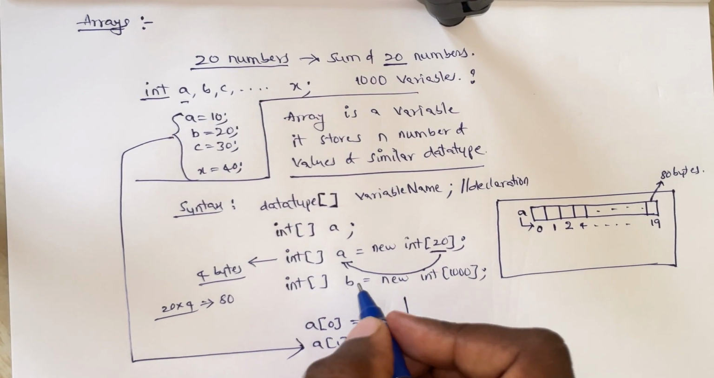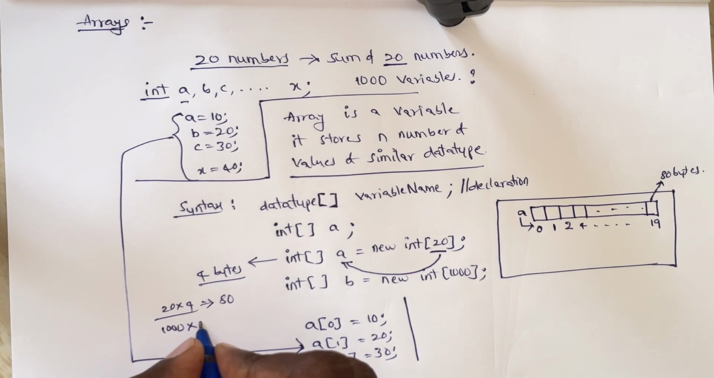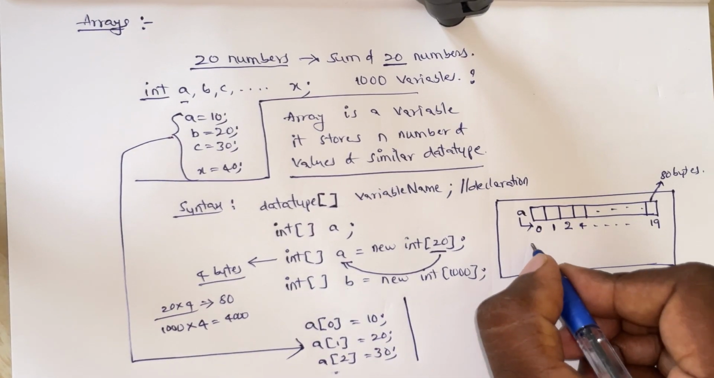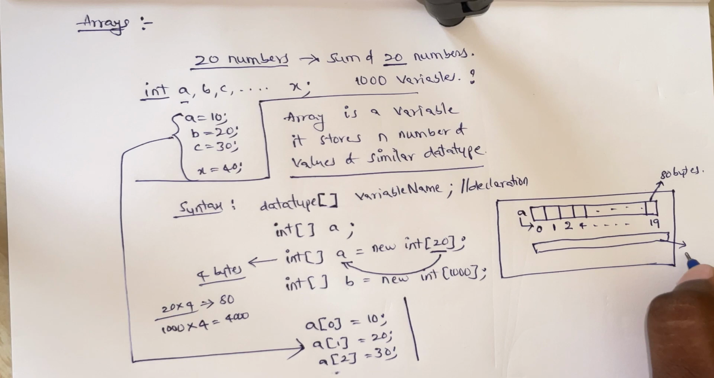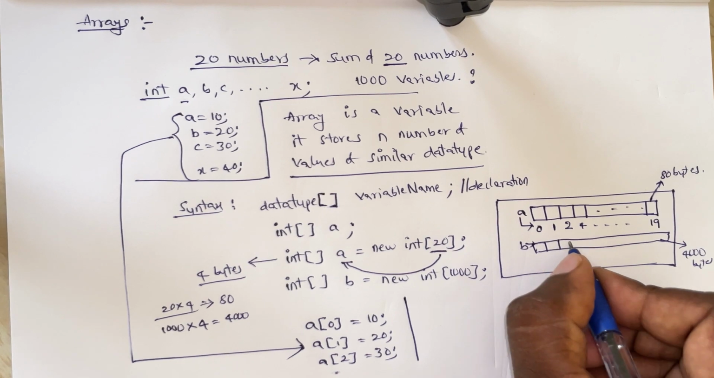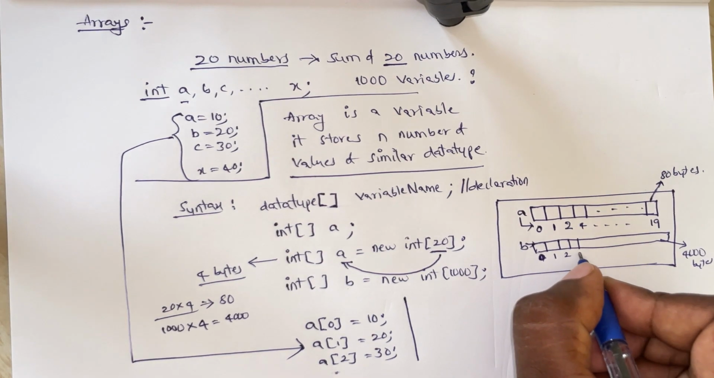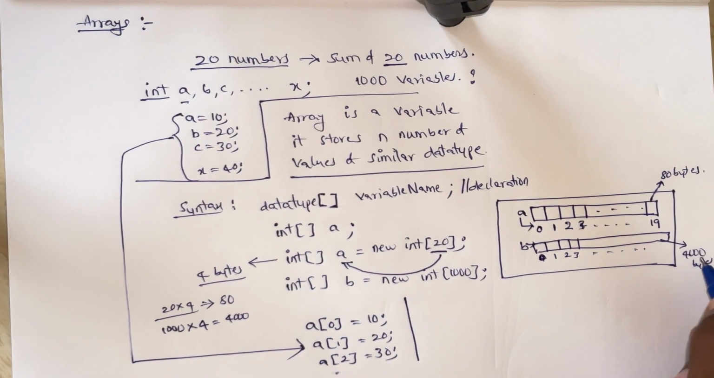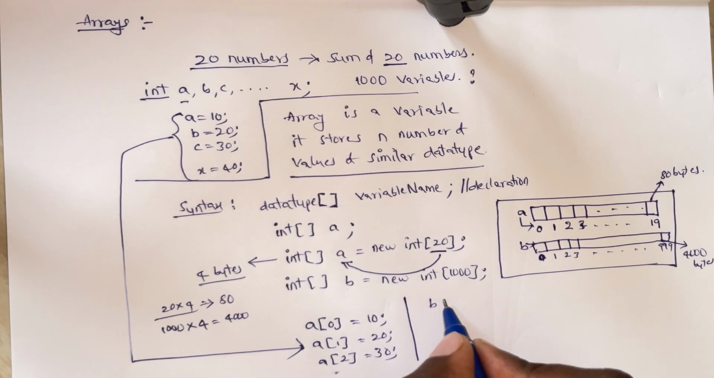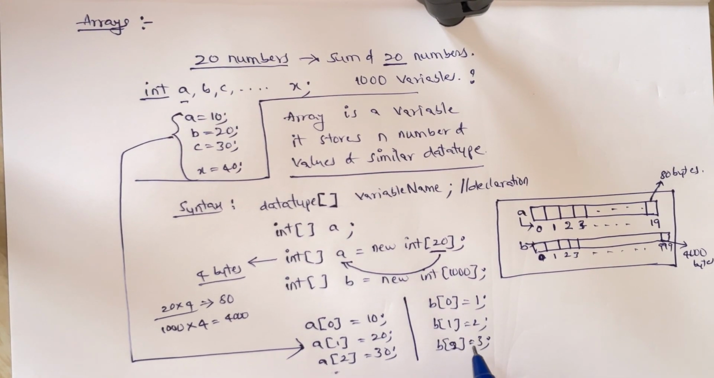Similarly, if you want B, again integer with 1000 variables, so 1000 variables, each variable will occupy 4 bytes, that equals 4000. So it will occupy 4000 bytes of memory here. The variable name for this block of memory is B, and it segregates 4 bytes each. If you want to access the first one, B[0], second one B[1], B[2], B[3], and so on. Since it is 1000, 999 is the last index. So if we want to store B[0] equal to 1, B[1] equal to 2, B[2] equal to 3, and so on.